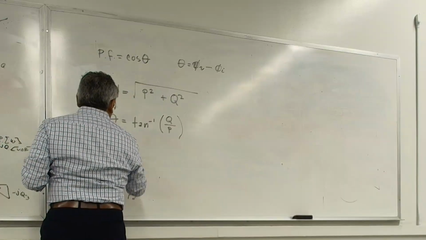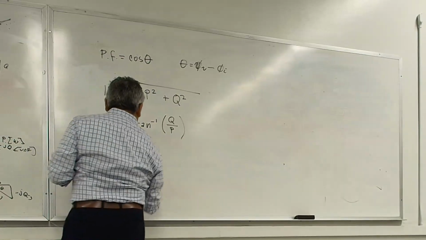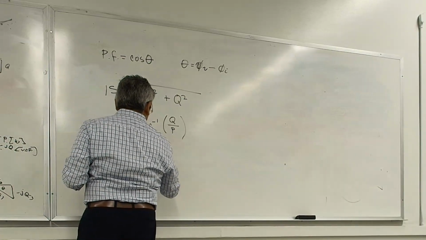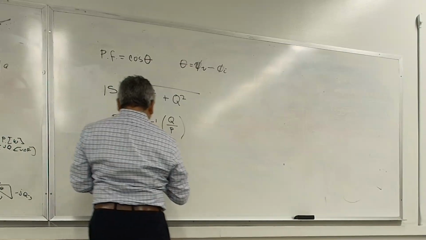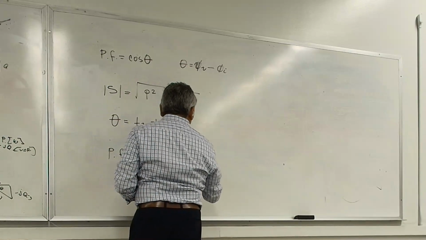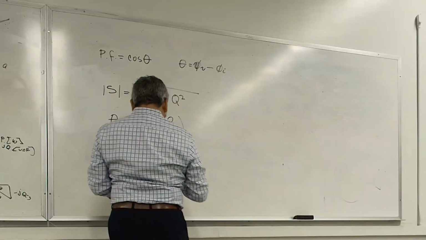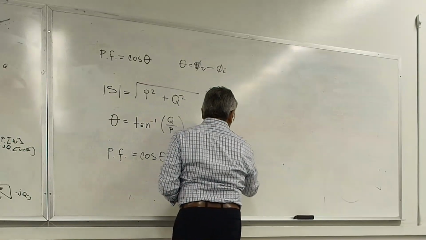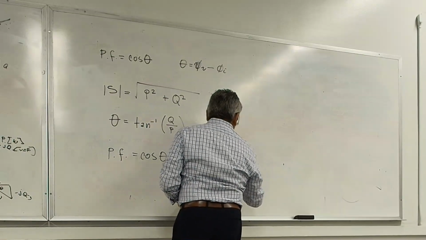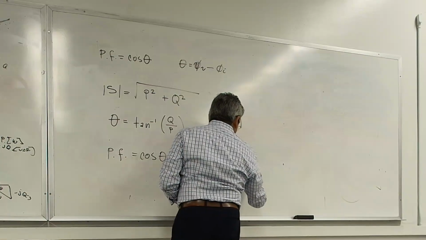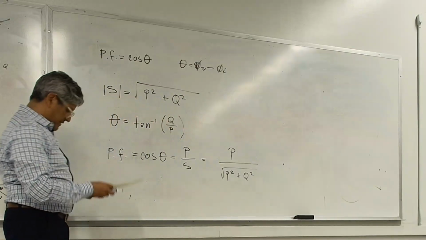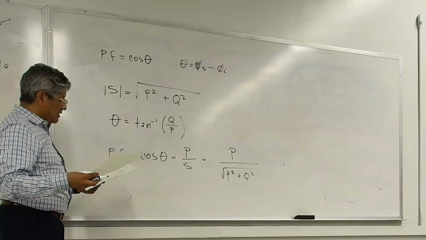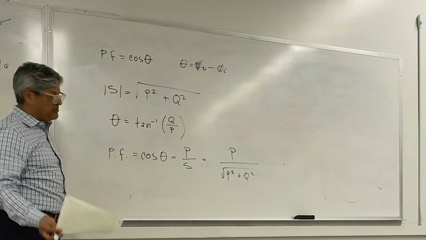Power factor, you can also use this formula to find the power factor, which is again the cosine of theta, which is also equal to P magnitude over S magnitude. Or you can say P magnitude divided by the square root of P squared plus Q squared. Let me see, do I have another one? Nope. There's a couple more.